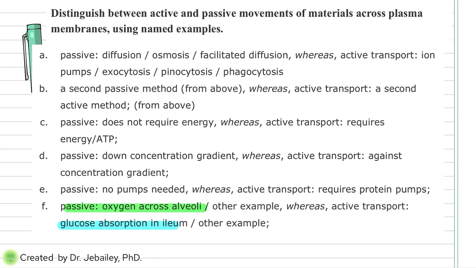But for me, first mention the different examples, then mention the energy, and then mention the concentration gradient, if it's going down or against, and then mention passive is more for the channels, while active is more for the pumps, and you probably already have those 5 points. I don't think they can go more than 5 on this one.